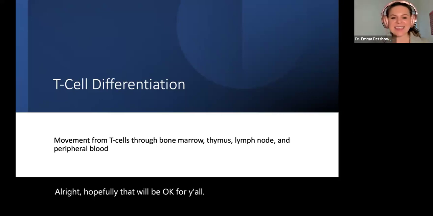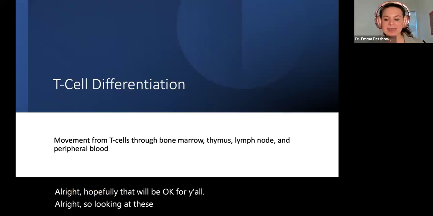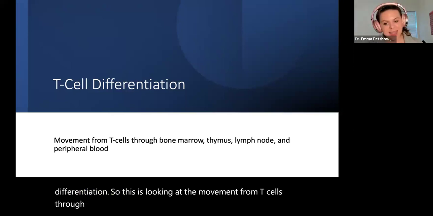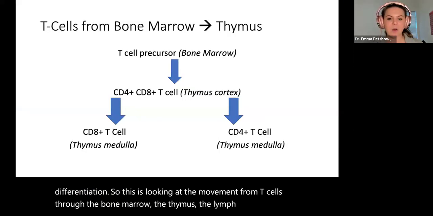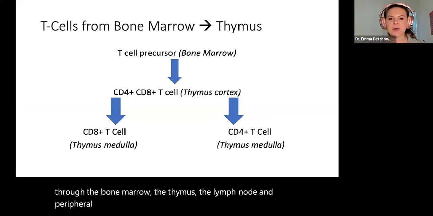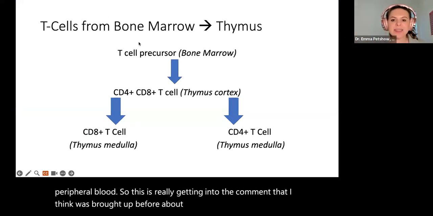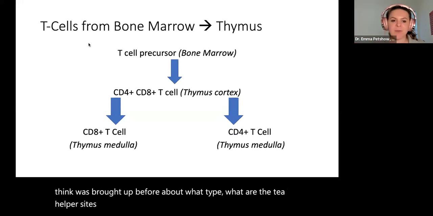All right. So looking at these different components of T cell differentiation. This is looking at the movement of T cells through the bone marrow, the thymus, the lymph node, and peripheral blood. So this is really getting into the comment that I think was brought up before about what the T helper cells, Th1, Th2, et cetera, are and what they are doing.